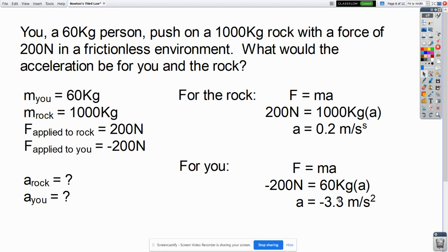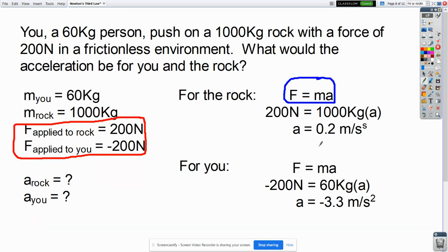And again, we can use this idea of action-reaction forces. Right here, this is Newton's third law. For every action, there's an equal but opposite reaction. So when you push on the rock with a 200 newton force, it pushes back on you with a 200 newton force.